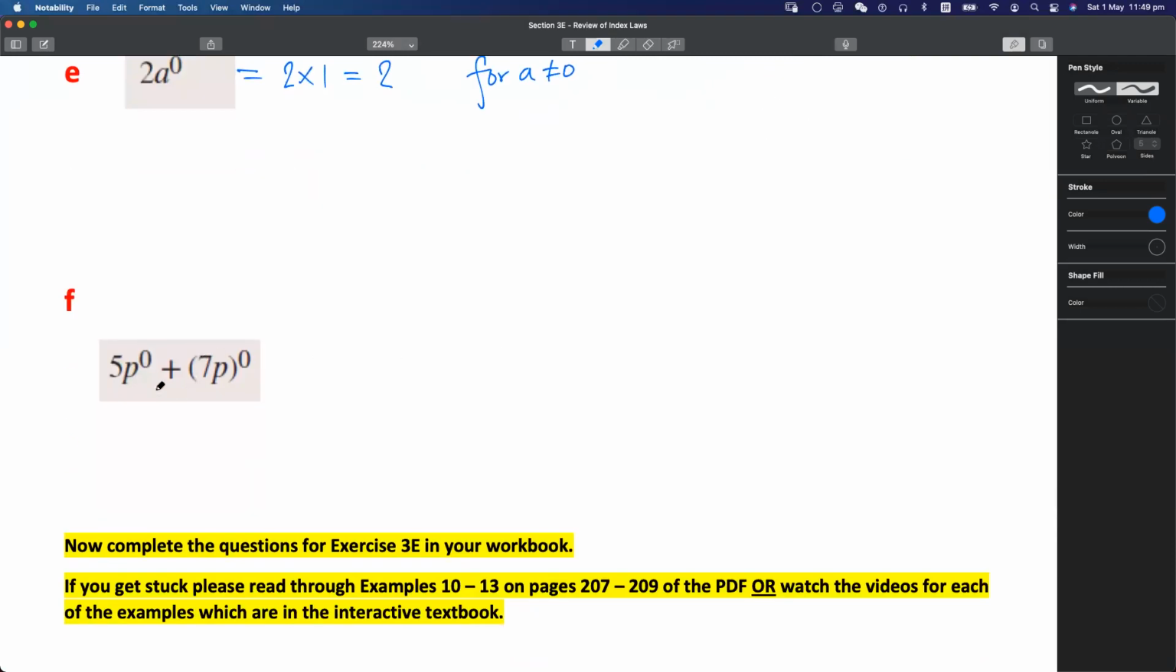Okay, last one. Again, to the power of 0 is just 1. But make sure this 0 is just the power of p. It's got nothing to do with the 5. So that's 5 times 1 plus... But here, be careful. It's 7p to the power of 0. So this entire 7p to the power of 0 becomes 1. The 0 is to do with 7p. Okay, so the answer is 6.